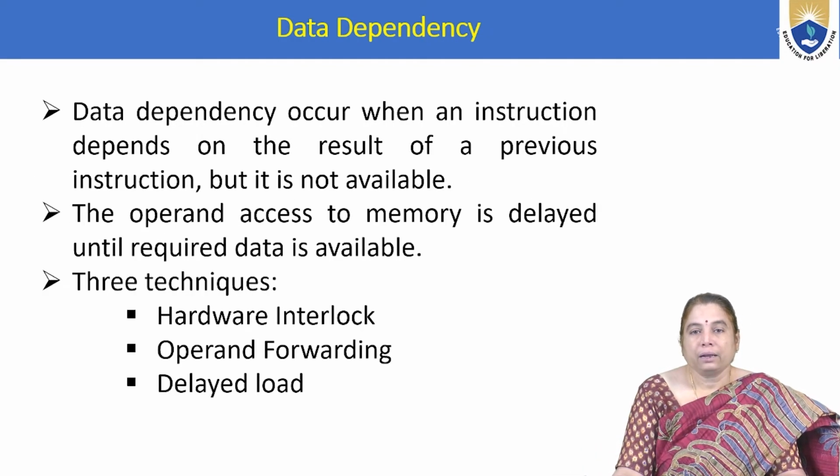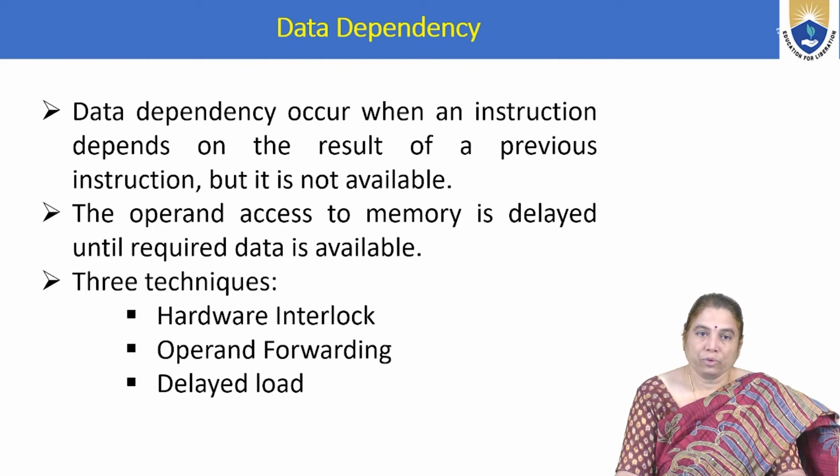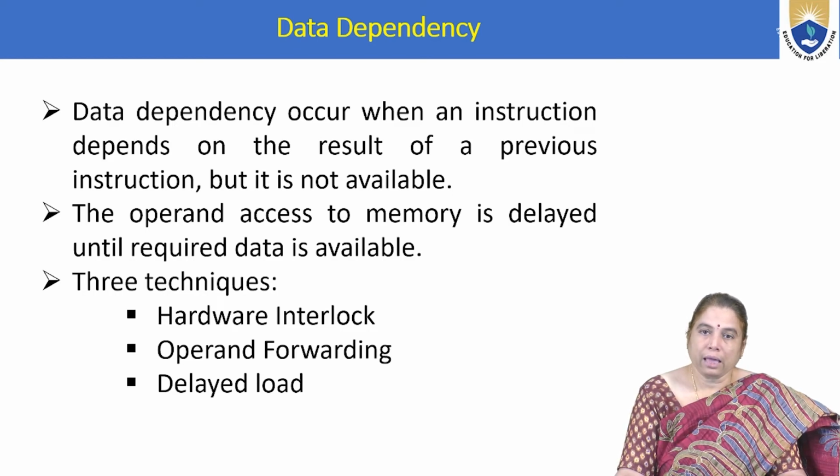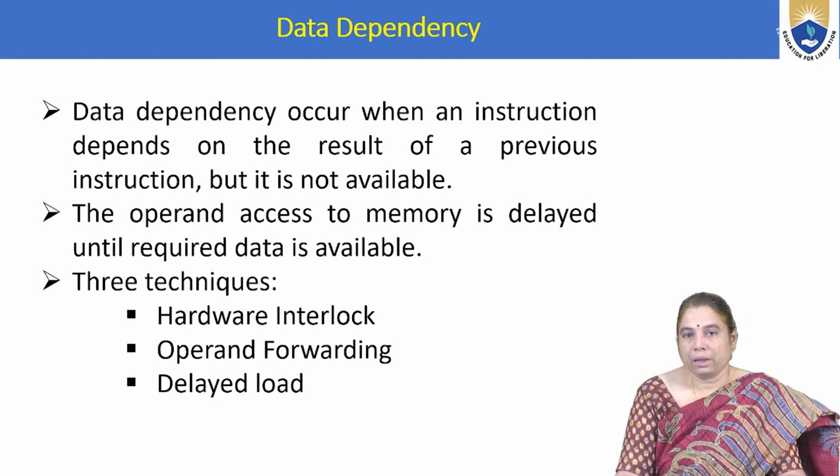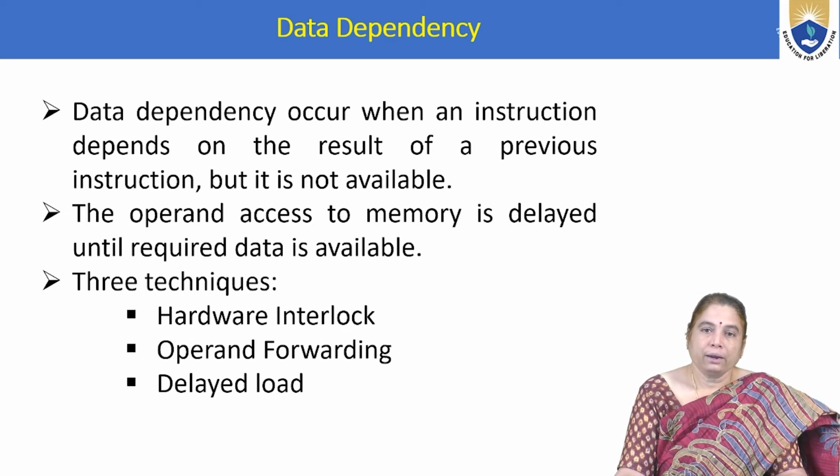The second one is data dependency. Data dependency occurs when an instruction depends on the result of a previous instruction but it is not yet available. So the data that is required for a segment's execution is used by another segment, and this type of data dependency problem can arise. The operand access to memory is delayed until the required data is available. The techniques that can be used to resolve this problem are hardware interlock, operand forwarding, and delayed load.